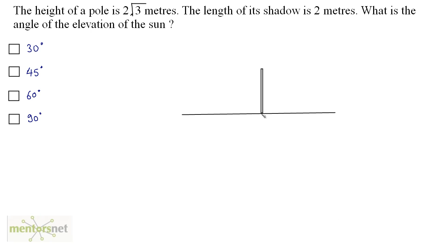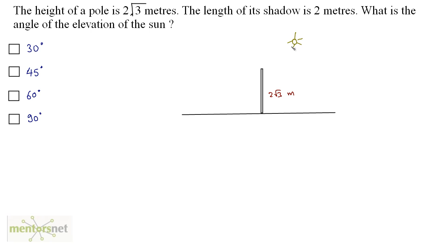So this is the pole standing on the ground whose height is 2 root 3 meters. Okay, now let this be the sun here. Now it is said that the length of the shadow of this pole is 2 meters.